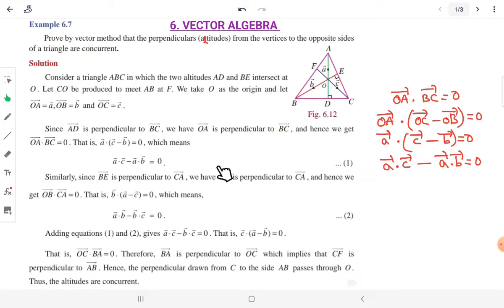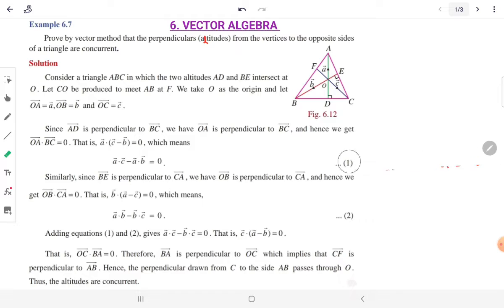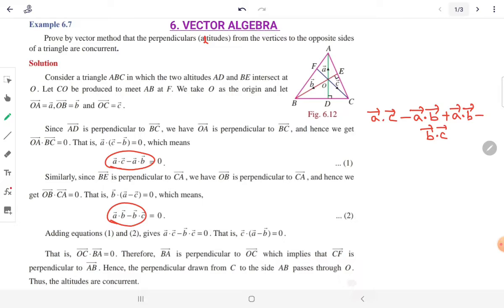Now consider this as equation 1 and let this be equation 2. Now we are just adding equations 1 and 2. What is the first equation? A dot C minus A dot B is equal to 0. Now what is the second equation? This one: plus A dot B minus B dot C is equal to 0.